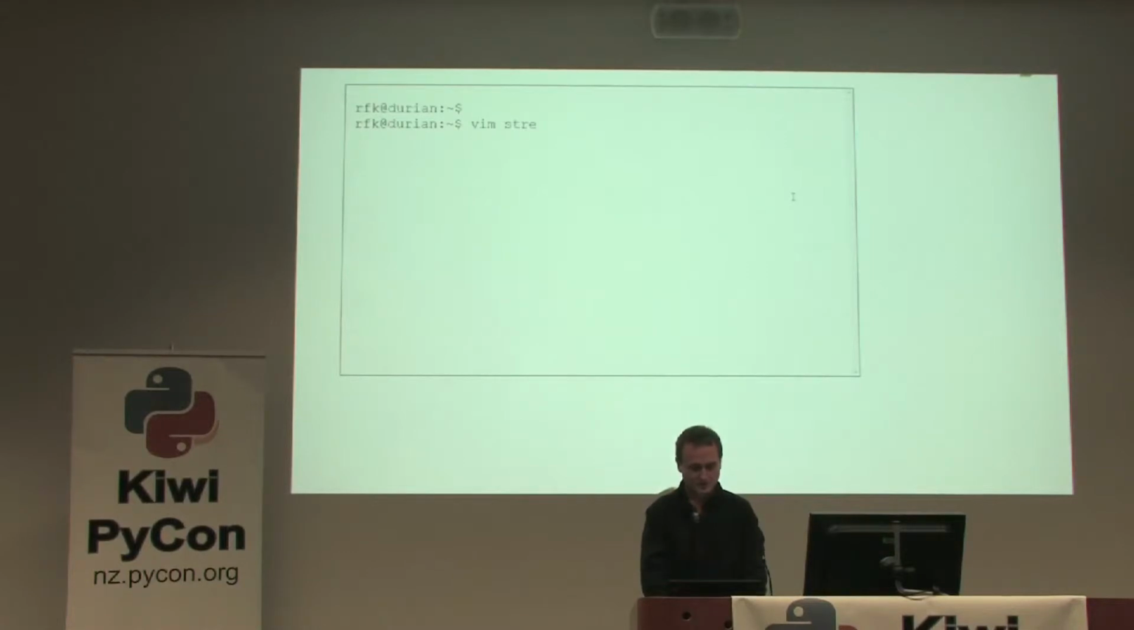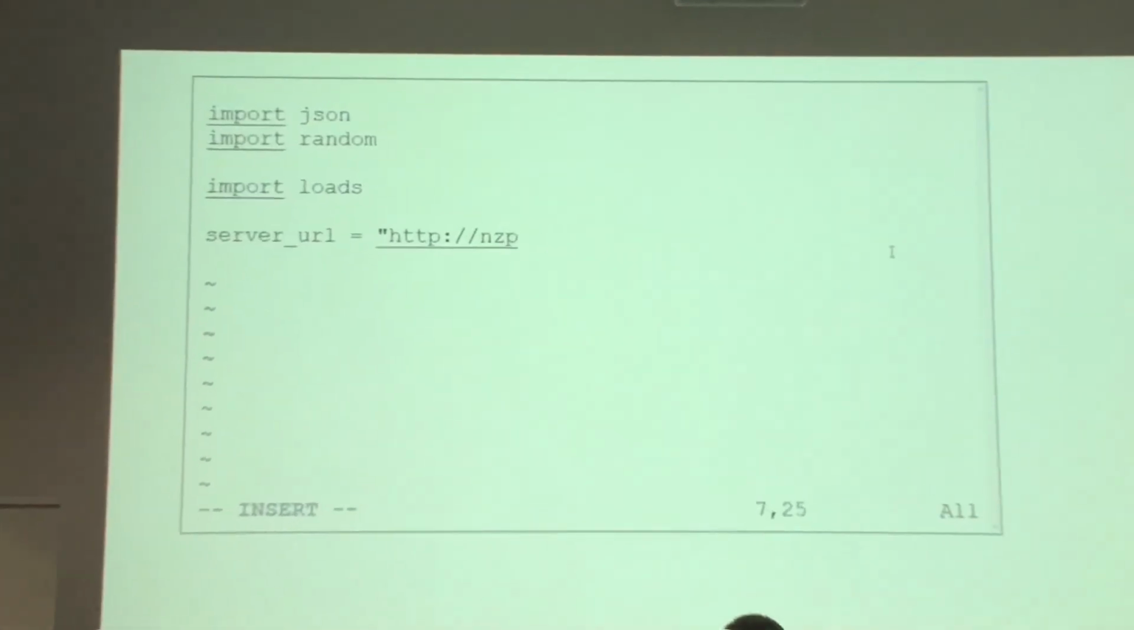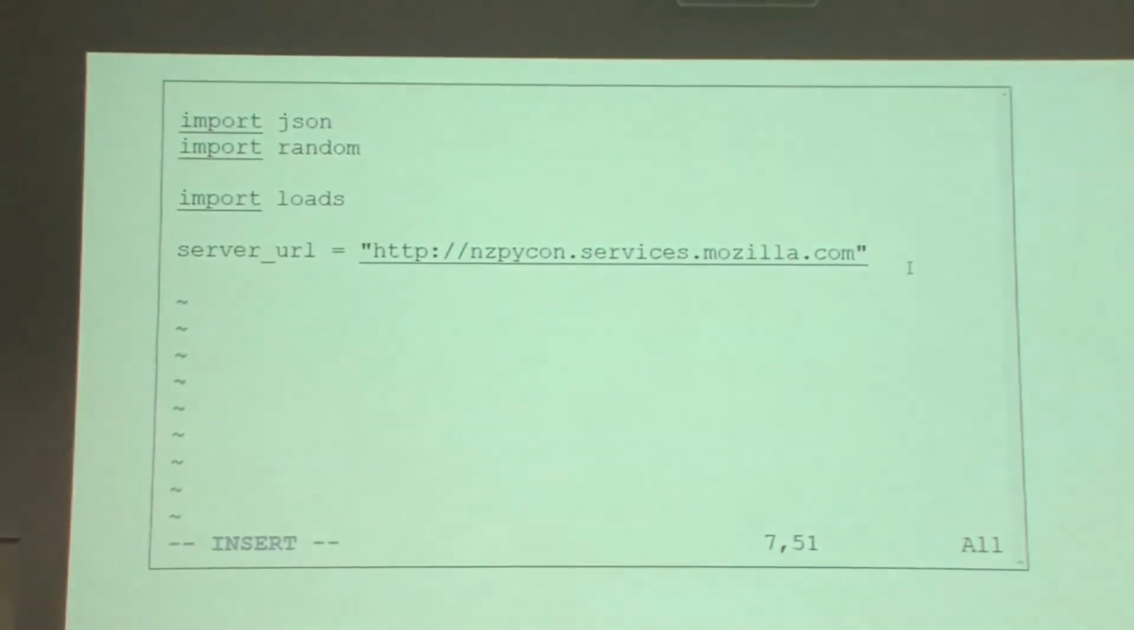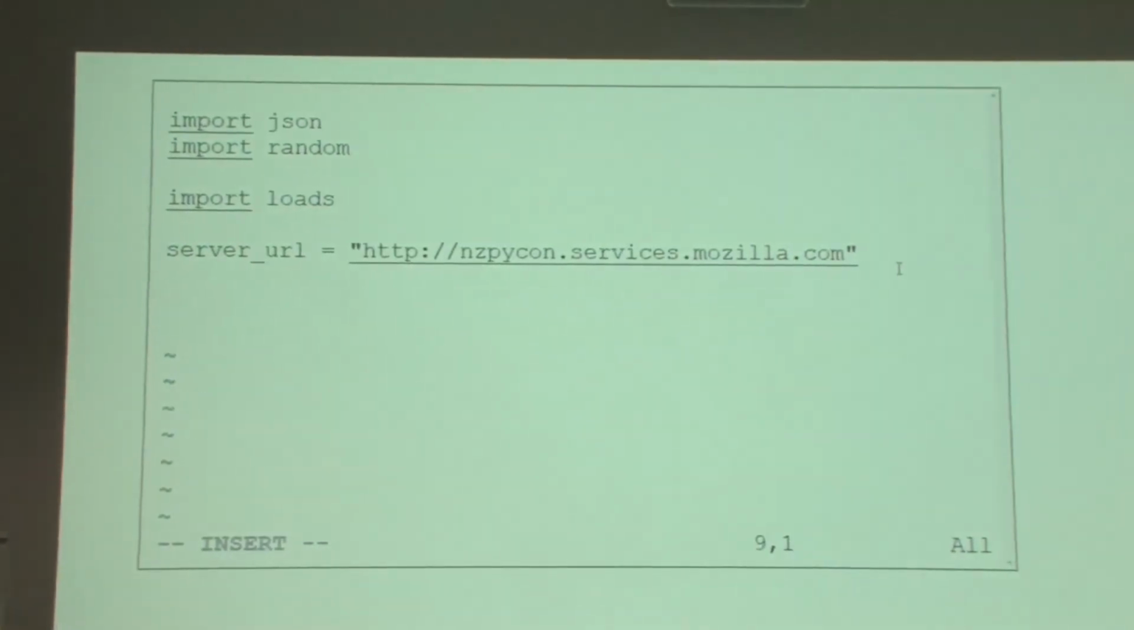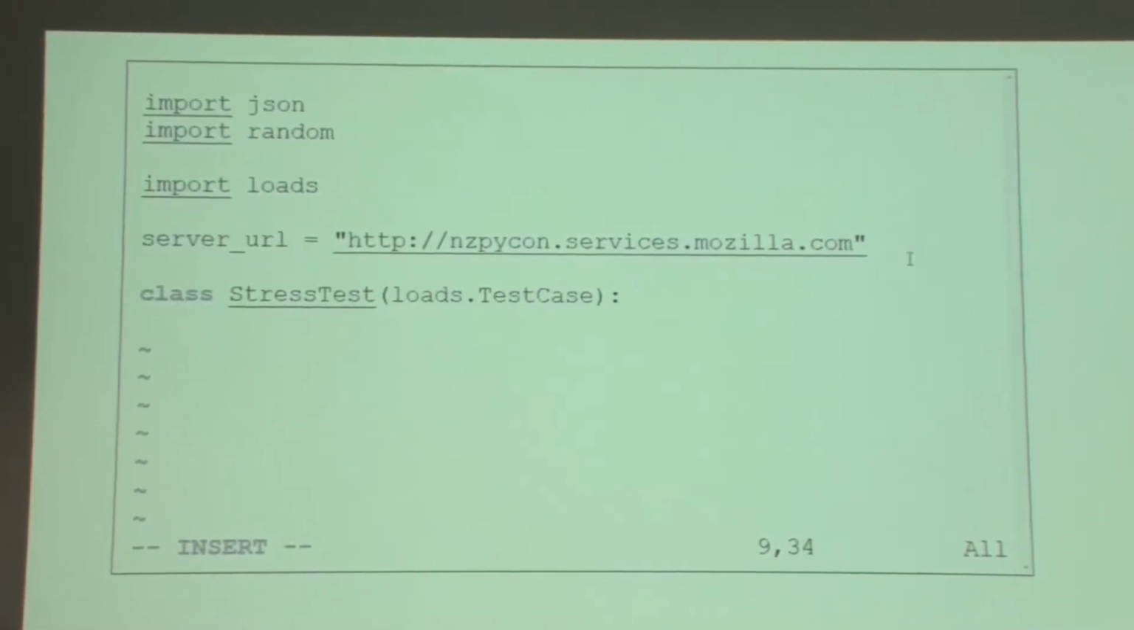So I'm going to start a little unit, like a test-like file. I'm going to import the loads module. I'm going to hard code the URL because you can send this in at runtime via some command line flags, but this just simplifies things. I'm going to write what looks very much like a standard Python unit test, inheriting from this special test case class.